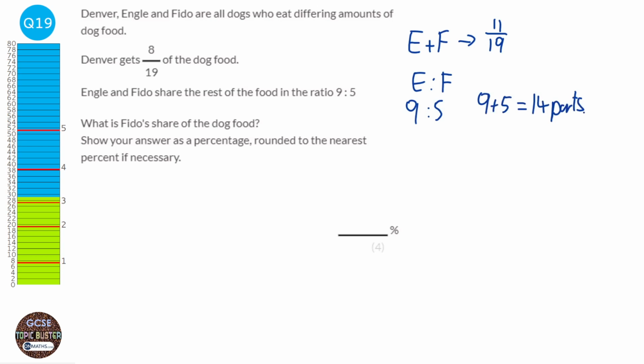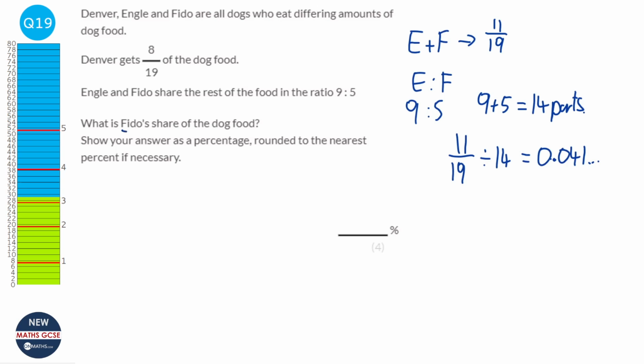So there are 14 parts in total, and the share that they get is 11 over 19. So what I'm going to do is find out what fraction one of those parts is worth by dividing 11 over 19 by 14. So each part is worth, and I'm just going to keep this in my calculator, 0.041 and so on.